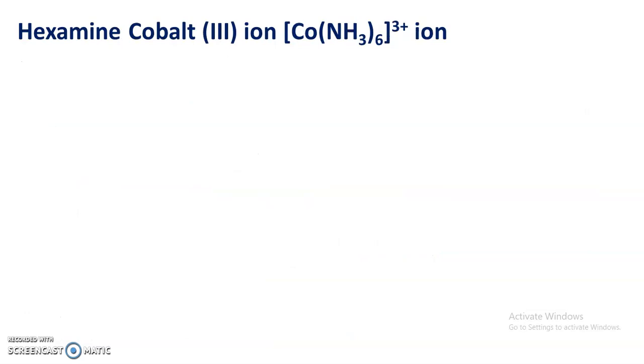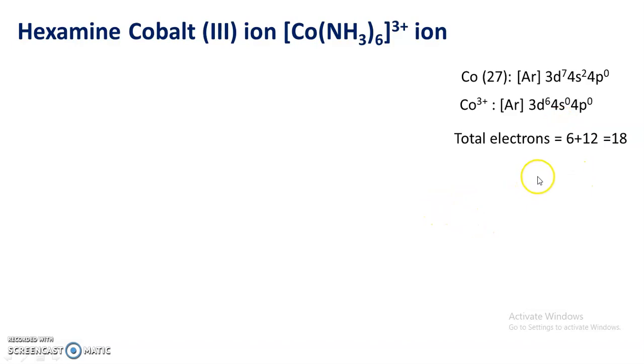And the last complex, that is the hexaamminecobalt(III) ion, [Co(NH3)6]3+. Cobalt is the central atom. Atomic number of cobalt is 27. Configuration is argon 3d7, 4s2, 4p0. In this complex, oxidation state of cobalt is 3+. In 3+ oxidation state, its configuration is argon 3d6, 4s0, 4p0.